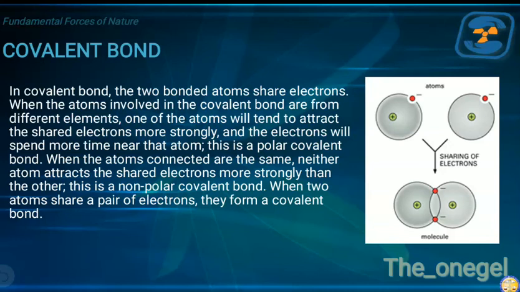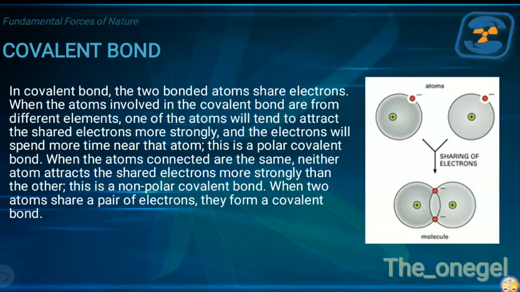Okay, so when atoms involved in the covalent bond are from different elements, one of the atoms will tend to attract the shared electrons more strongly, and the electrons will spend more time near that atom. This is defined as the polar covalent bond. In its opposite version, when atoms connected are the same, neither atom attracts the shared electrons more strongly than the other. This is called a non-polar covalent bond.